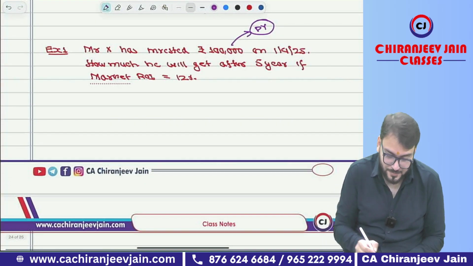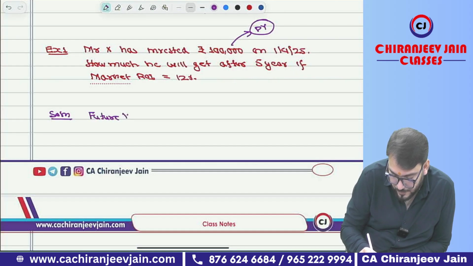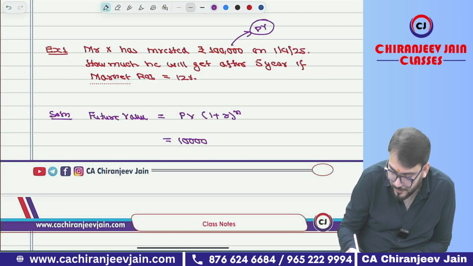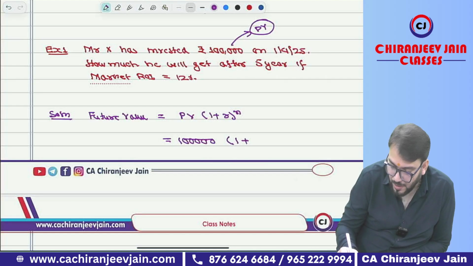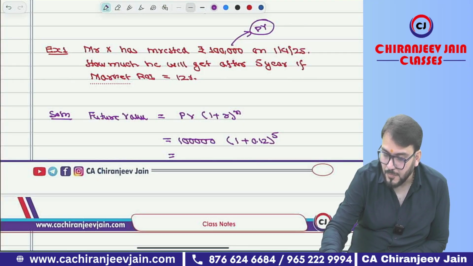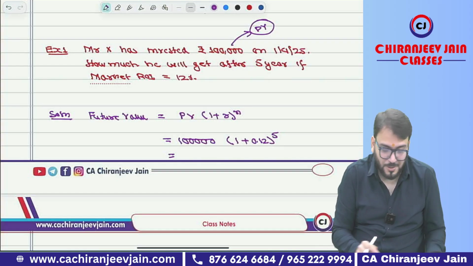What is the formula? Solution, correct. We will say future value is equal to present value into (1 plus r) to the power n. This is 1 lakh into (1 plus 12%), we write 0.12, for 5 years. You can solve it. Correct, now solve it. Are you getting what I am saying? Solve it. How much are you getting?